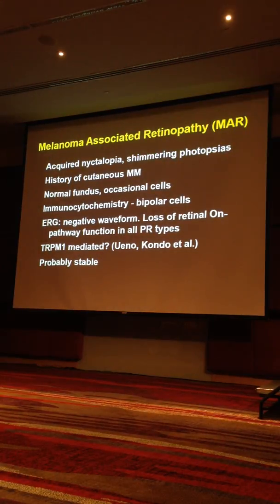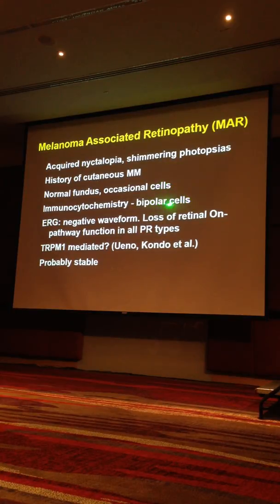It's one of the paraneoplastic syndromes, and there's both melanoma and carcinoma-associated retinopathy. MAR tends to present with an acquired night blindness and shimmering photopsias. They have a history of cutaneous malignant melanoma. Occasionally you'll see cells in the vitreous, but not very much.